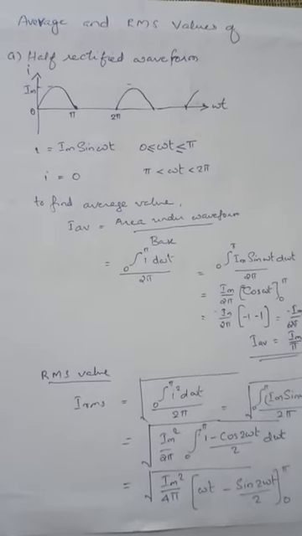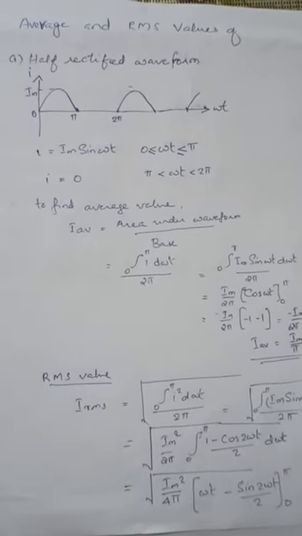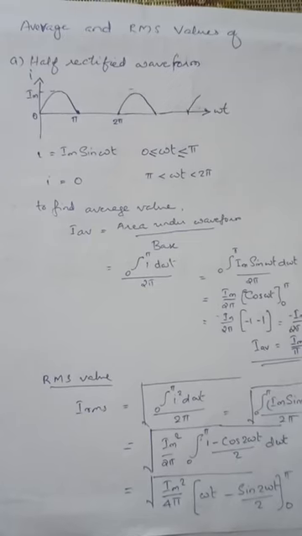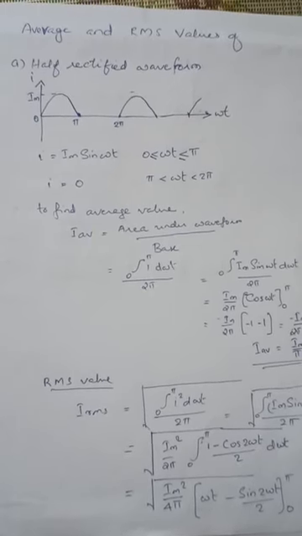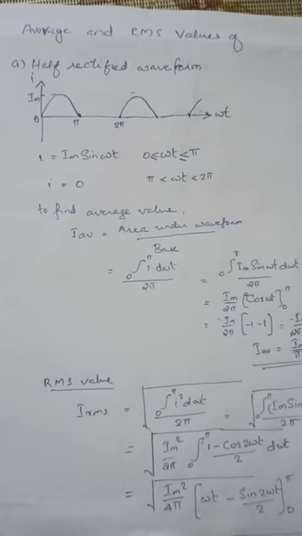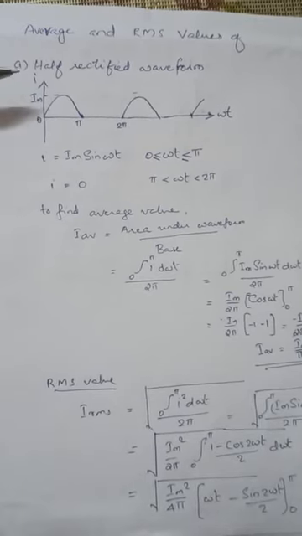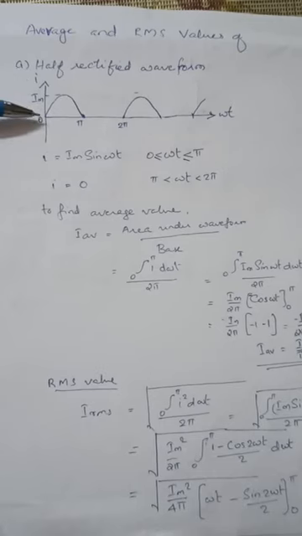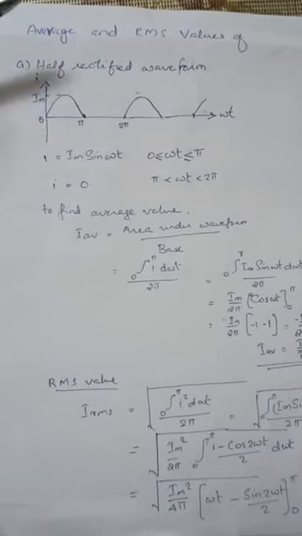In the last session, we discussed average and RMS values of sinusoidal waveform. Now we will discuss average and RMS values of half rectified waveform. As you can see, the waveform of a half rectified sinusoidal waveform is like this.